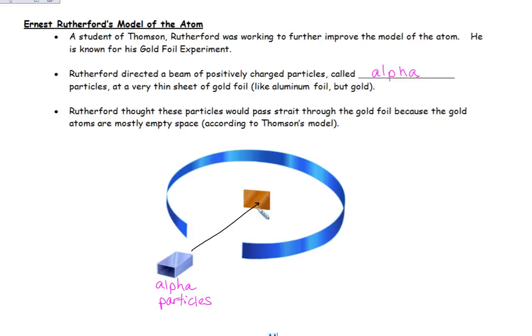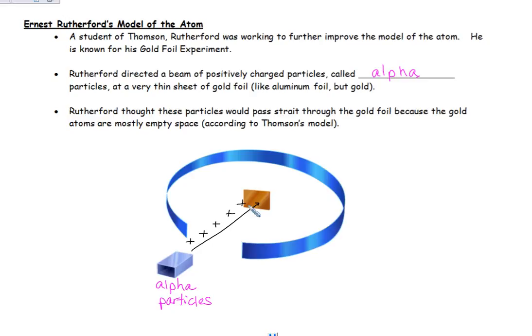If anybody's ever been in art, sometimes they'll use gold foil. It's kind of like aluminum foil, but it's super, super, super thin. It's kind of the same concept. It's a bunch of gold atoms in a very, very thin sheet. And I'm going to add in here too, these alpha particles are positive. So I'm shooting positive particles at this thin sheet of gold foil.